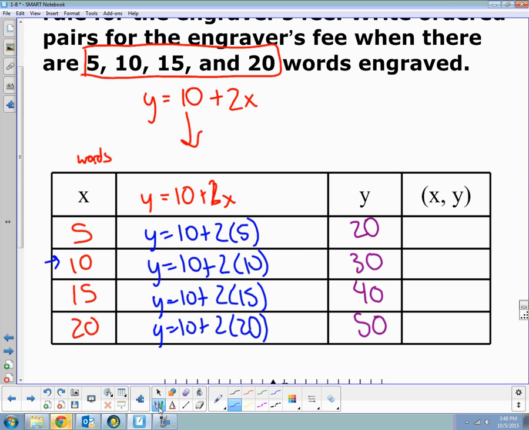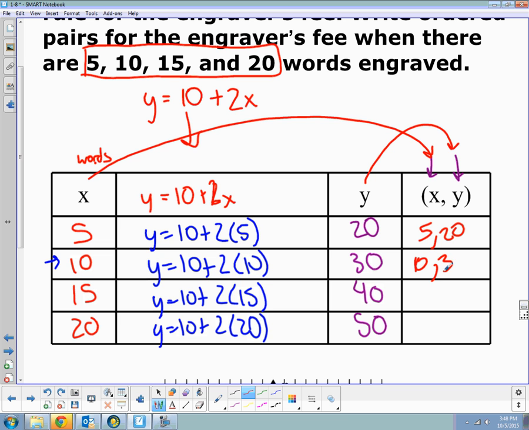Once you've made your y column filled in, the last column, x, y, well, x comes from right here, and y comes from right here. So x, y: 5, 20. When x is 5, y is 20. 10, 30. When x is 10, y is 30. 15, 40. 20, 50.